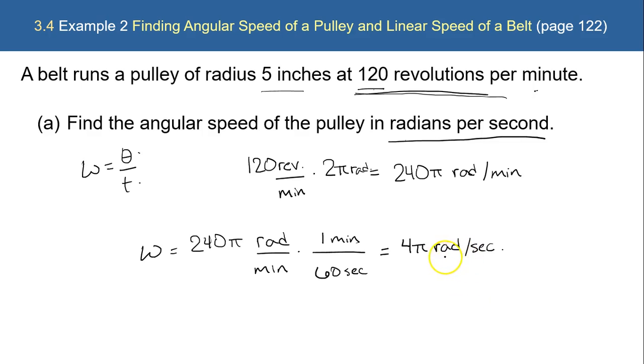So many times you will be able to find your angular speed just from this statement right here, that it turns 120 revolutions per minute, or however many revolutions per minute. But you have to remember your angular speed, many times they want you to change it to per second in your problems. So make sure you do that.